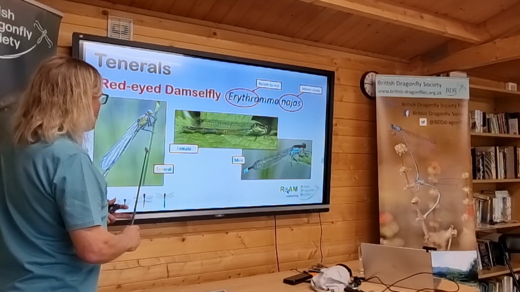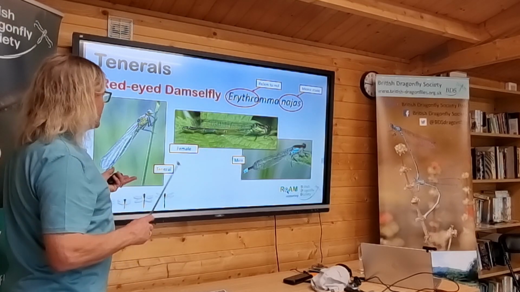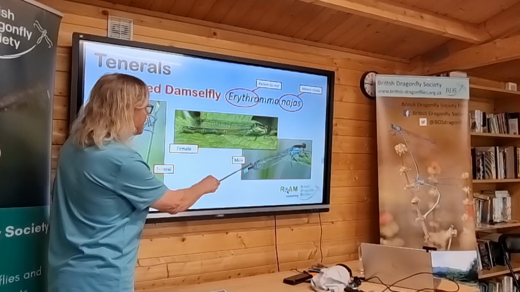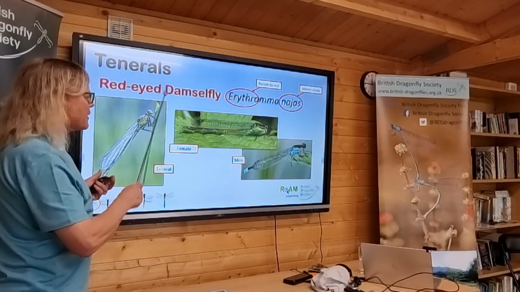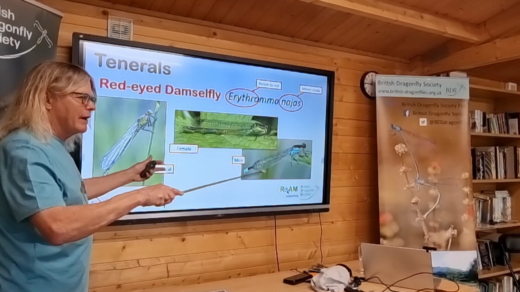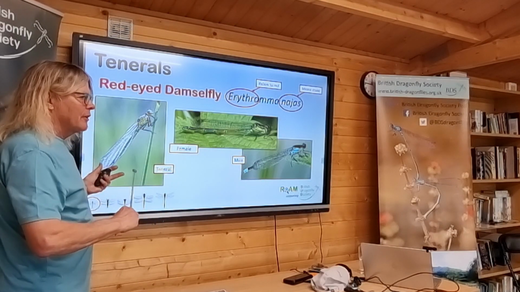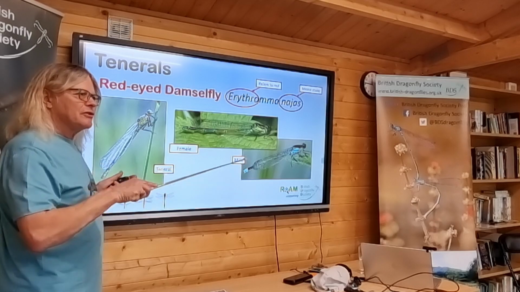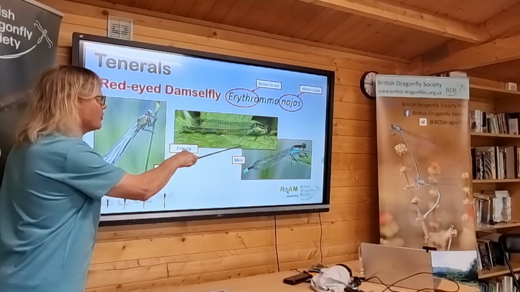But again, when you're out counting dragonflies and damselflies, as I keep saying, you're going to see more of them in the slightly more mature stage. So you're not going to see lots and lots of tenerals all flying around together. You're going to see more mature ones than you are tenerals. So it's really best just to concentrate on counting the mature ones and identifying the mature ones.